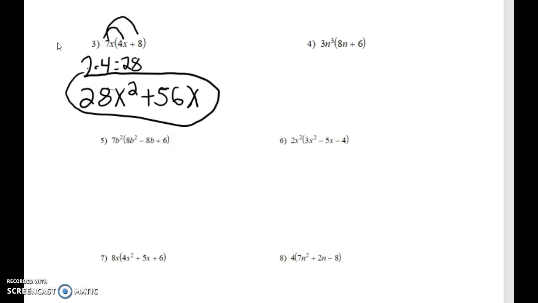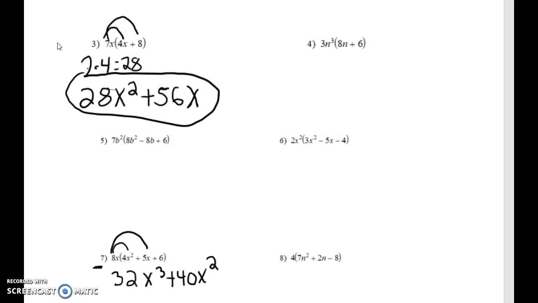Let's try one more. Actually, let's do number 7, okay? We're going to take the 8x and distribute it to the 4x. So 8 times 4 is 32. X times x squared would be x to the third. Now we'll distribute it to the next term, which will be 5x. So 8 times 5 is 40, and x times x is x squared.